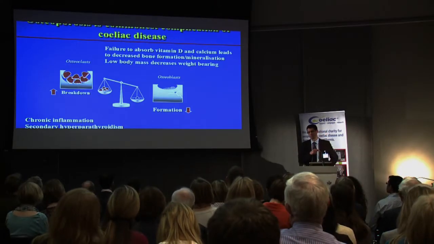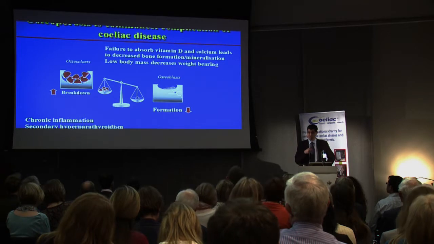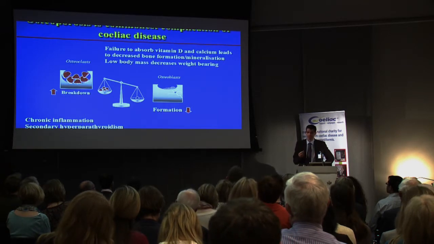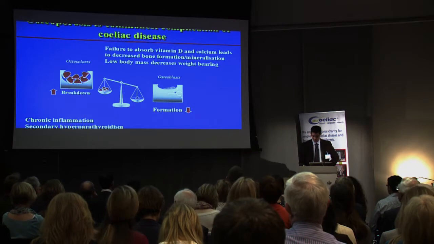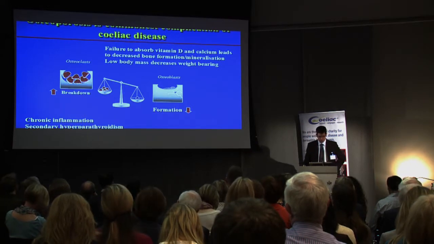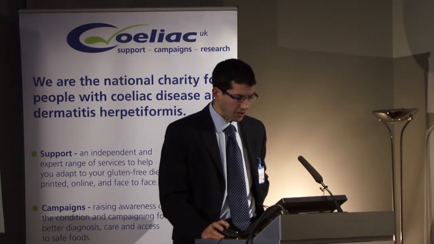I should have said at the beginning, when I said wrist fractures were the most common: in celiac patients, wrist fractures are the most common fracture as well, so they're clearly a common sense carrying bunch of patients. This is the bone remodeling cycle.